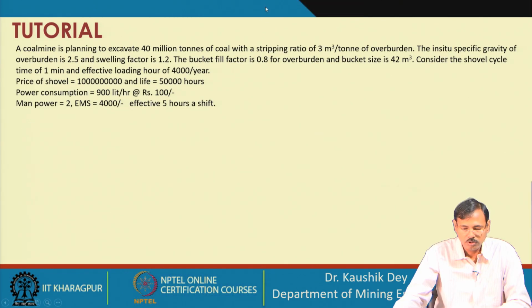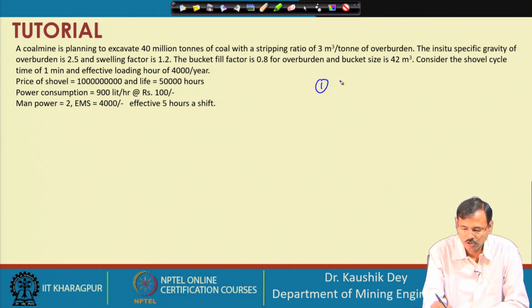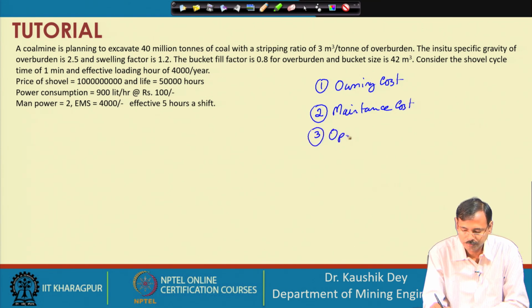Now, as per the requirement we have to find out the first one, the owning cost. Second one is the maintenance cost. Third one is the operating cost. Fourth one is the manpower cost, and fifth one is the overhead cost.